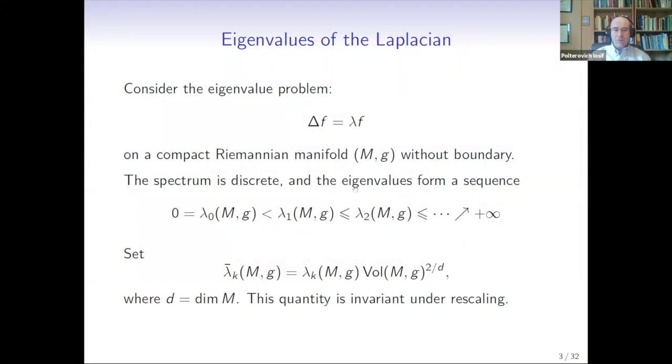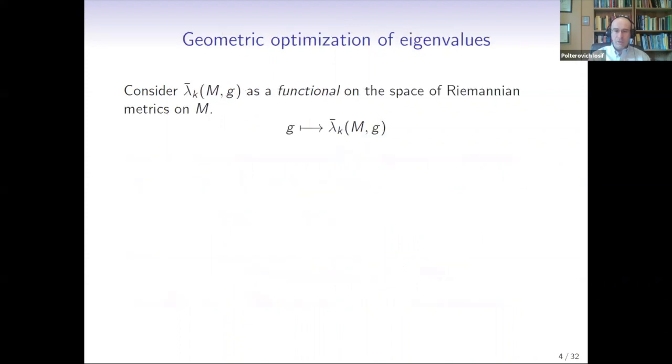And we will be interested in the following quantity. So we'll set lambda k bar to be the normalized kth eigenvalue. So we normalize the kth eigenvalue in such a way that it becomes a scaling invariant quantity. So we multiply it by the volume to the power 2 over d, where d is the dimension of your manifold. And for 99% of the time, my manifold will be a surface, so d will be equal to 2. And the reason for that is, you will see it in a second.